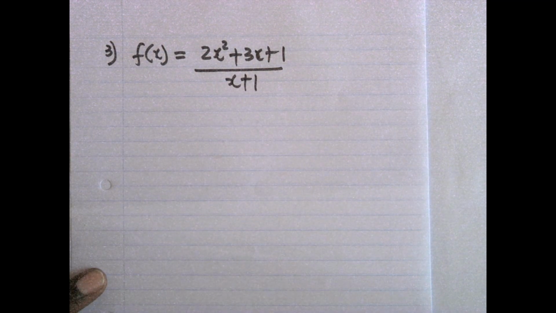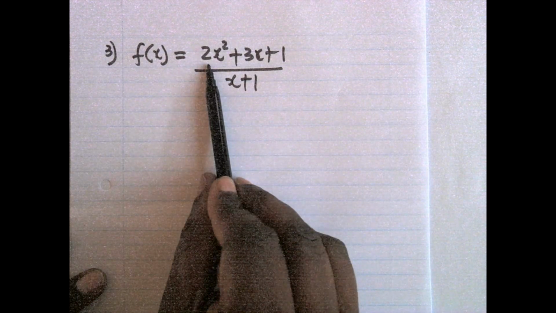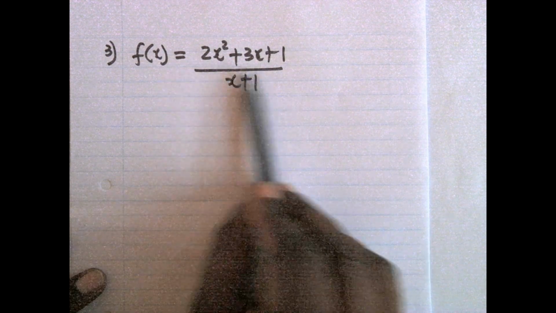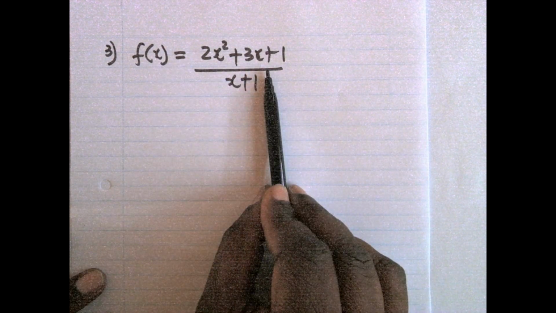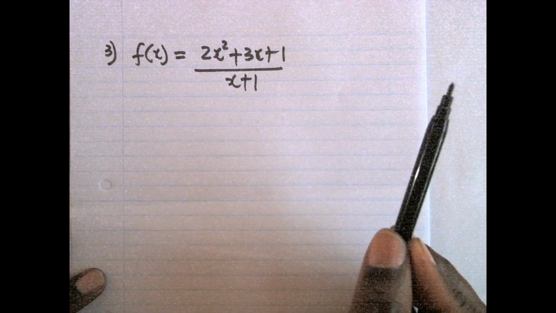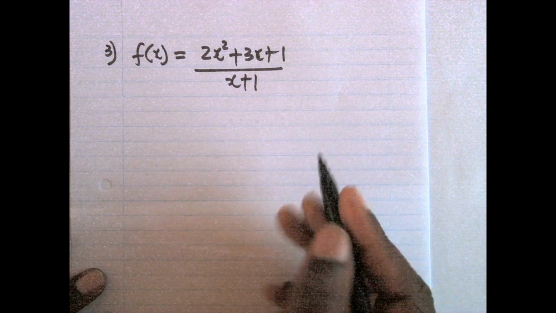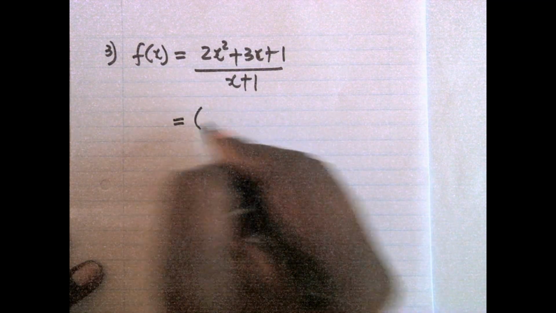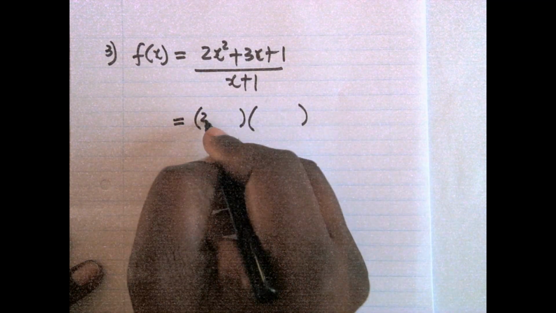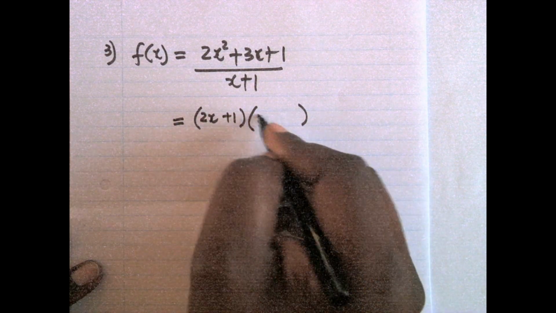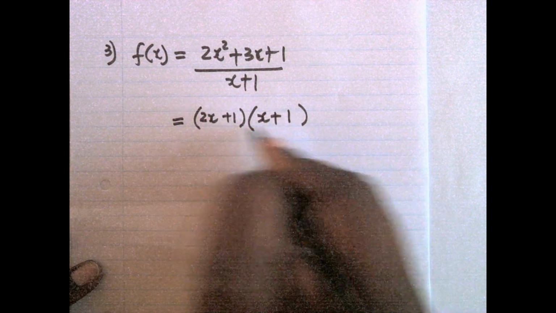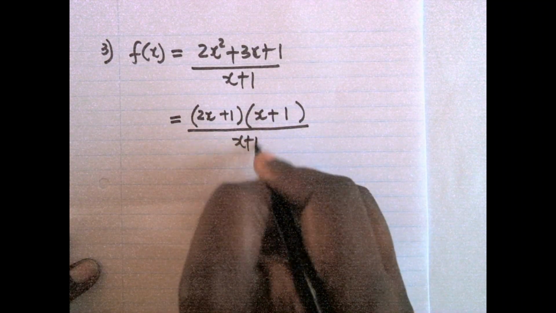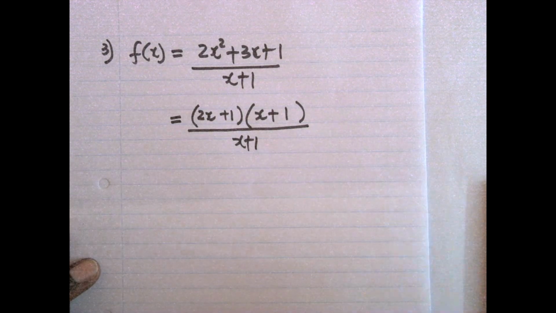If we look at what we have at the top here, we have a quadratic trinomial, or a quadratic expression. And in order for us to factorize the quadratic expression, we have many methods. You can pick the method that you are comfortable in using. So we are going to say this is equal to, we have to open 2 brackets here. This is going to be 2x plus 1, and here x plus 1, over x plus 1.